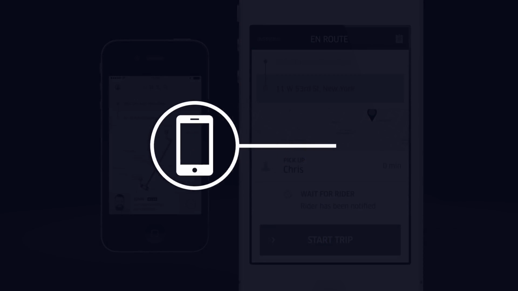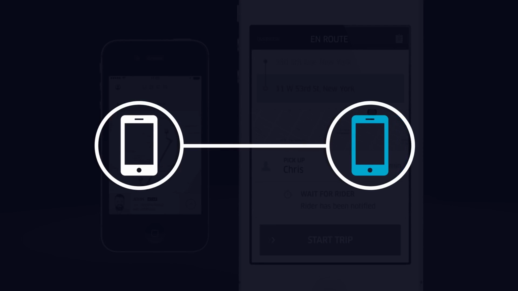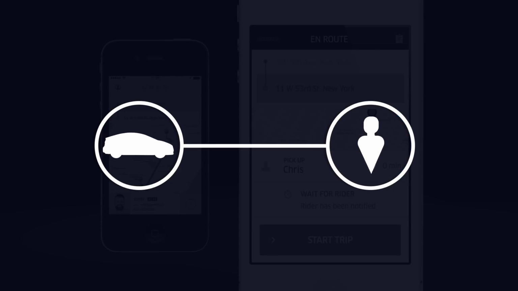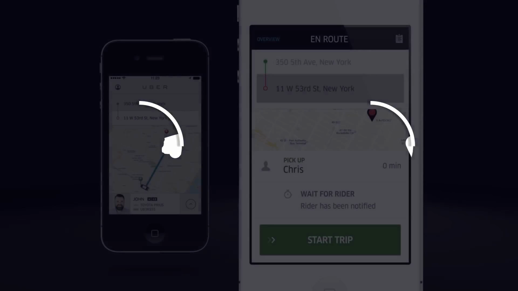All trips through Uber must be prearranged. According to regulations, e-hailing, or picking up riders who have not requested through the app, is against the law and can result in citations and fines.